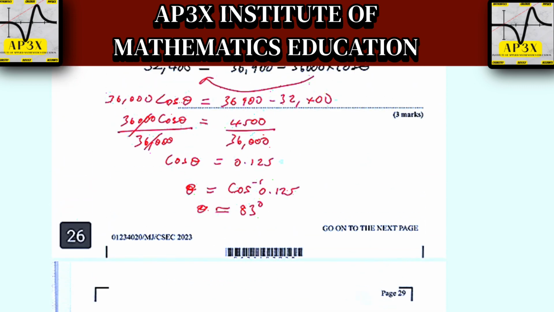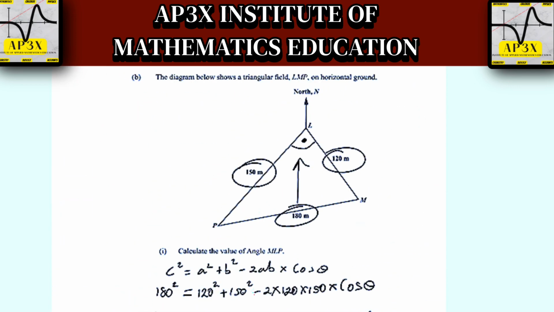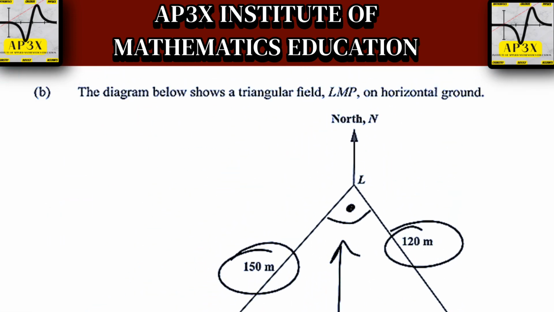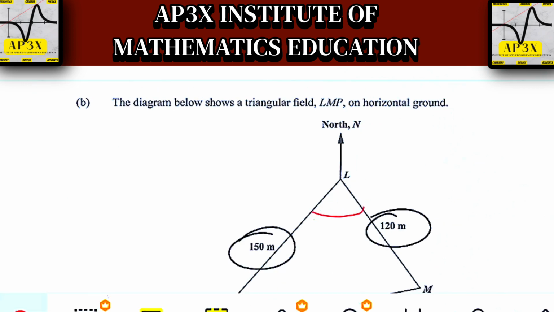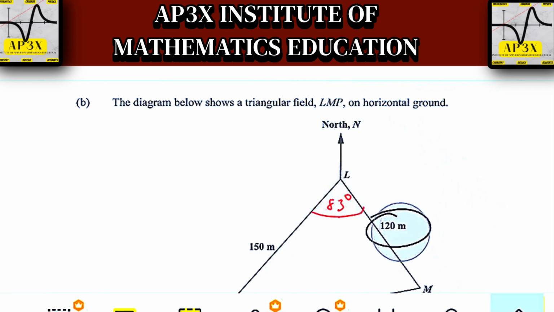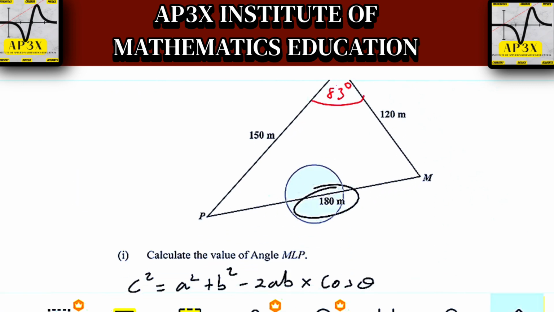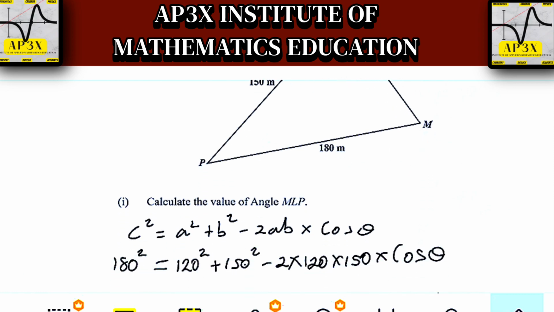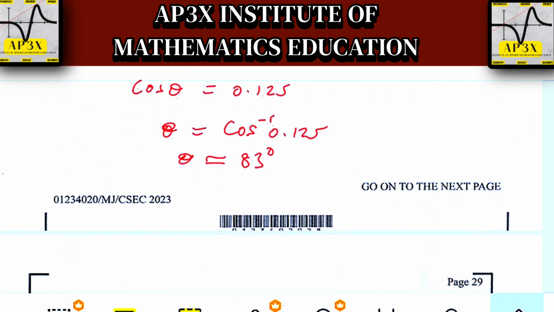Now before we move on, let's put our answer on our diagram. We can just erase this here and put 83 degrees on our diagram. Let's erase this and that. So now we have a better looking diagram. Let's then move on all the way down to this section here.